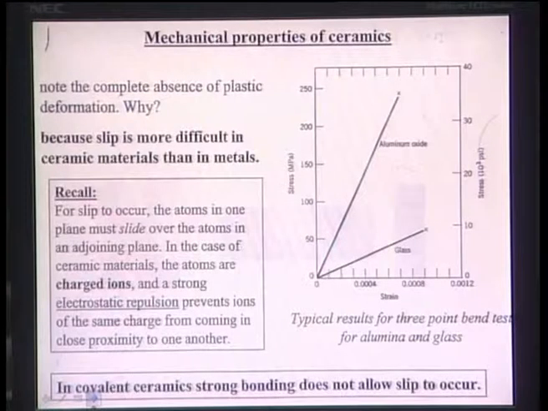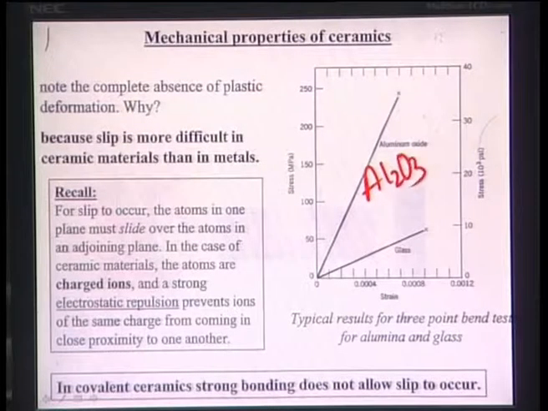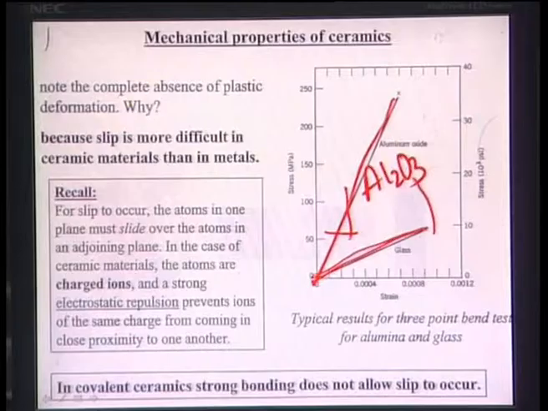Essentially this plot shows how stress and strain are perfectly linearly proportional to each other in the case of ceramic material. This is for alumina. The steeper the line, the higher the elastic modulus, because elastic modulus comes from the slope of the stress-strain curve. In the case of glass, the slope is much less, while for alumina it is much higher. That means glass has a much lower elastic modulus compared to alumina.